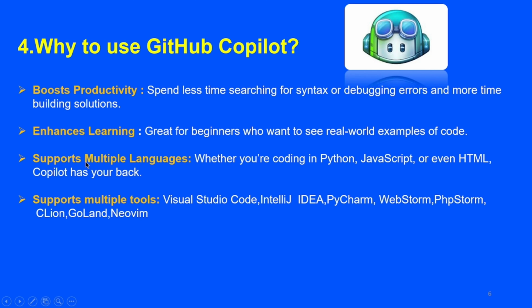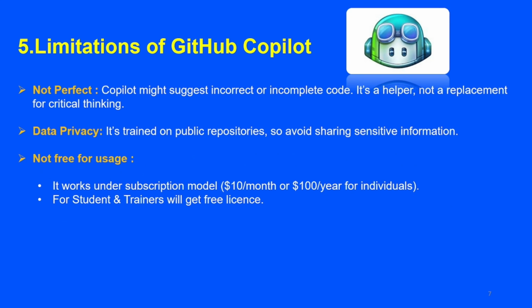So now go to the third point. It will support multiple languages. Like I said before, it will support Python, JavaScript, HTML, Java and different technologies. And again it will support multiple tools that we discussed before: Visual Studio Code, Visual Studio, IntelliJ. Eclipse it will not support directly, but we have a third party plugin, so we can integrate Eclipse as well. Okay, so these are some of the benefits you are going to achieve when you use the GitHub Copilot.